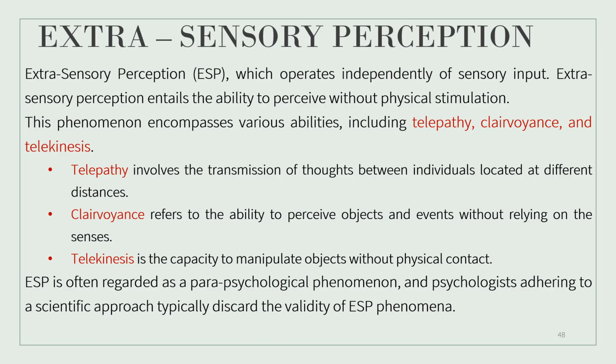Now coming to extrasensory perception. Extrasensory perception operates independently of sensory input. So there is no role of sensory input. Extrasensory perception entails the ability to perceive without physical stimulation. For example, in the case of telepathy, clairvoyance and telekinesis. Telepathy involves the transmission of thought between individuals located at different distances by no means of physical stimulation or physical transmission. Clairvoyance refers to the ability to perceive objects and events without relying on the senses. Telekinesis is the capacity to manipulate objects without physical contact.